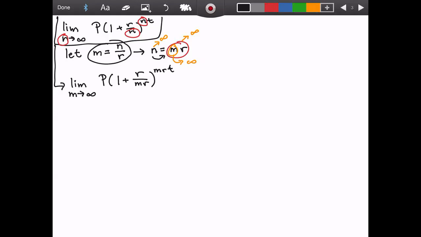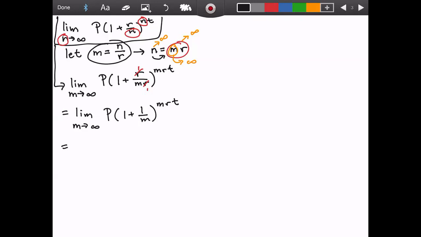All right, it may not be obvious, but we are making some progress here. These r's are going to cancel. And so this is the same thing as saying the limit as m approaches infinity of p times 1 plus 1 over m raised to the m r t. All right, we really are getting very close now.